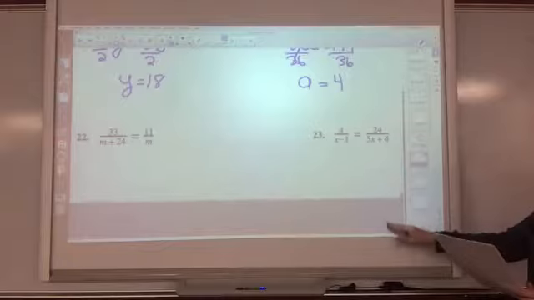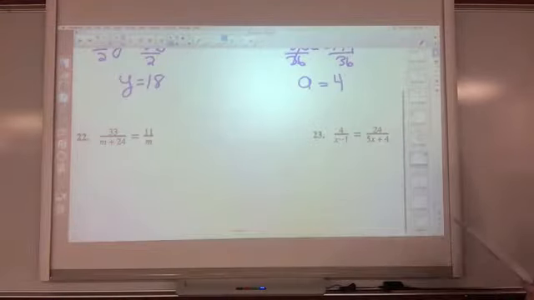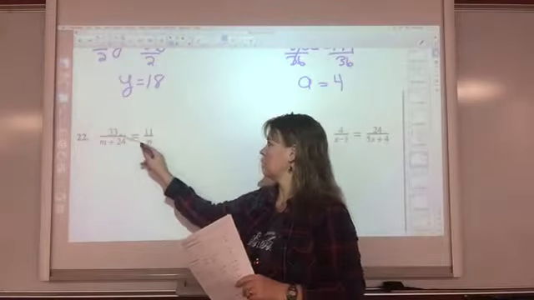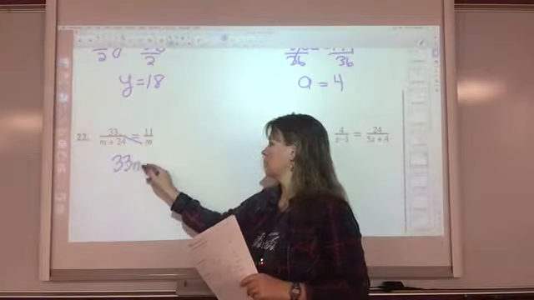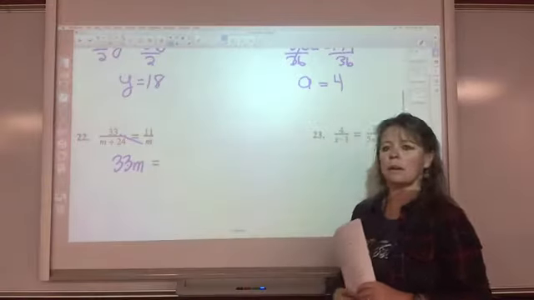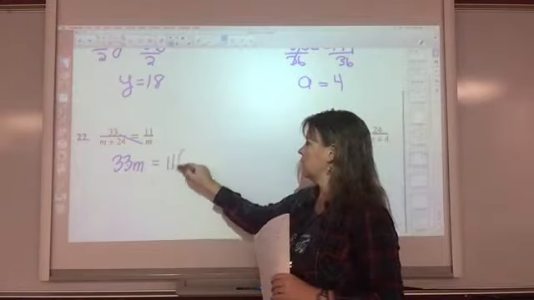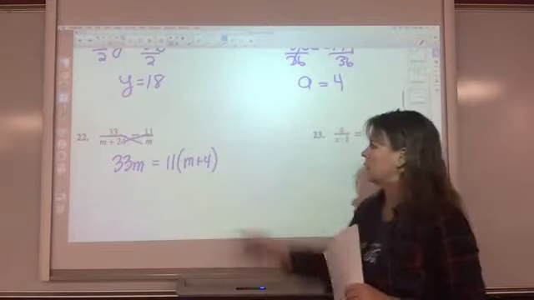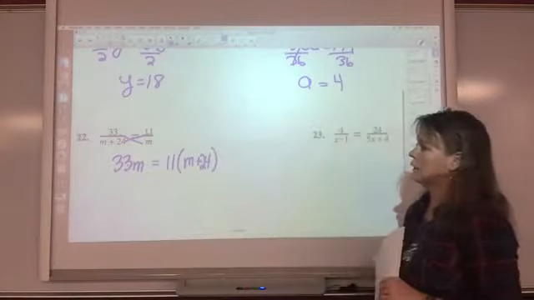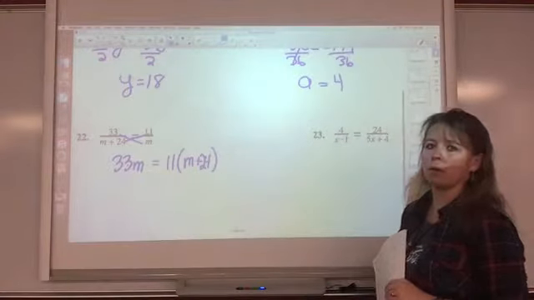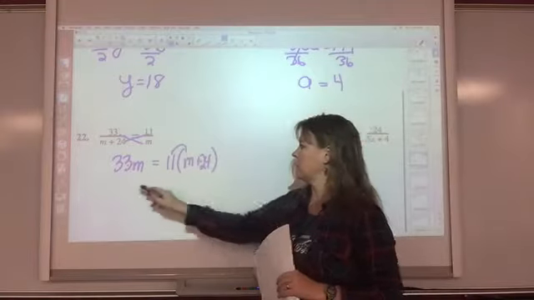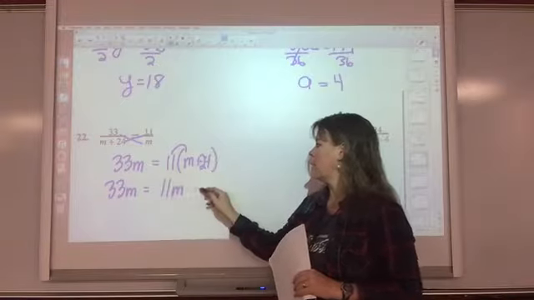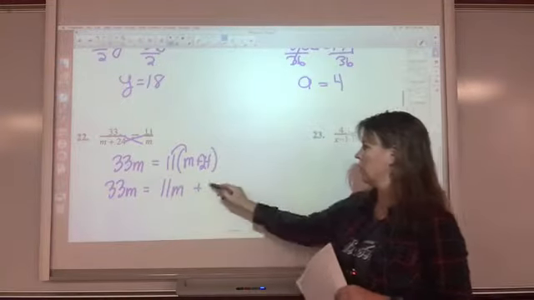These will take a little bit more work, a few more steps, because the expression has an addition sign in it. We're still going to cross multiply 33m. But now you're going to equal 11 times m plus 24. It's not just an 11m. It's 11 times m plus 24. So you're going to have to use the distributive property first. Over here we keep 33m. Over here we get 11m plus 264.